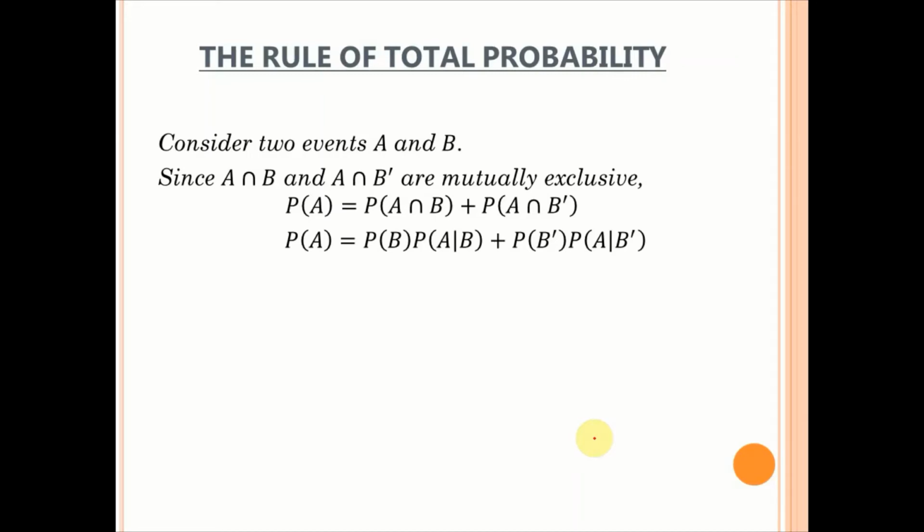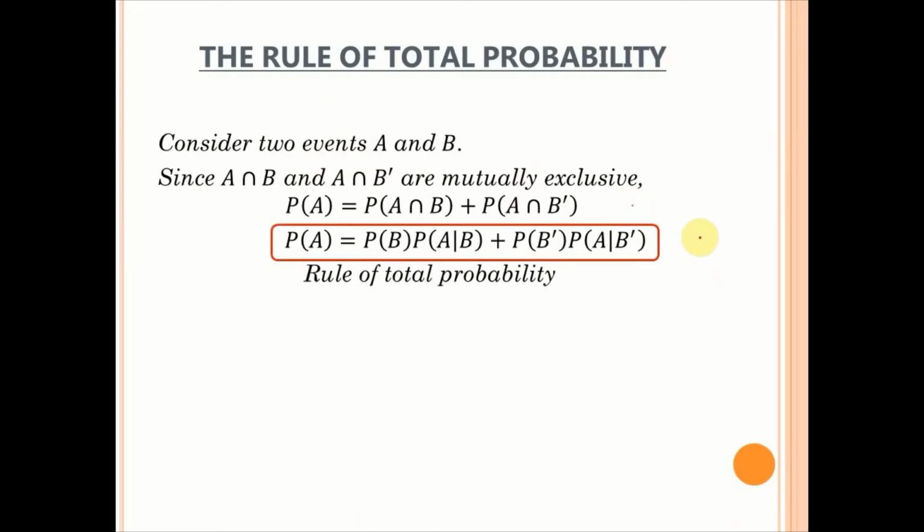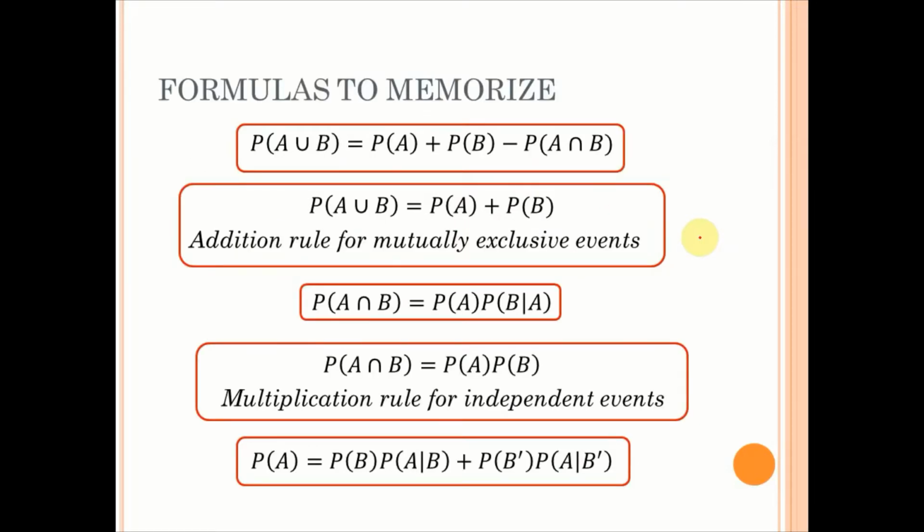The last formula that you need to know is the formula for the rule of total probability, and it's given by this: P(A) equals P(B) times P(A given B) plus P(B prime) times P(A given B prime). Okay, so actually in a nutshell, these are the formulas you have to memorize. This is the first formula. Kalau nak cari union, P(A) plus P(B) minus P(A intersect B).